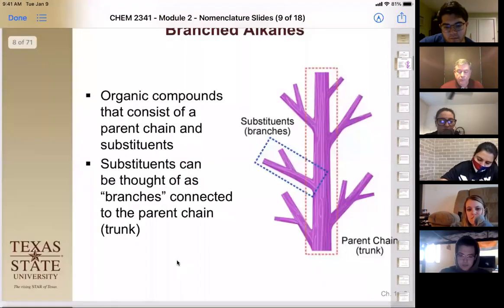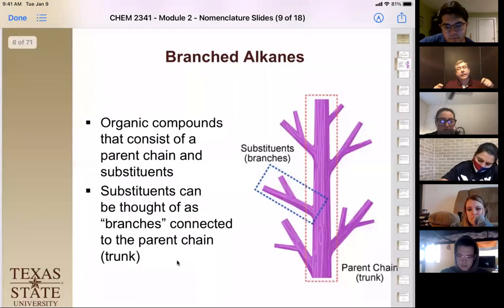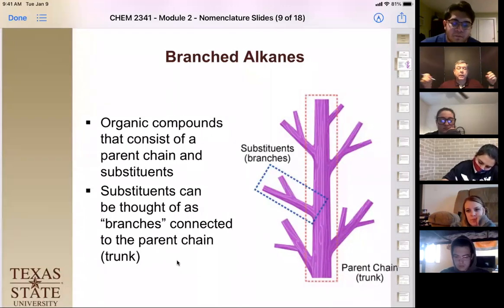All right. So why did I say the longest continuous chain? Well, if you have a long chain of carbons, it's very likely to have branches coming off of short chains of other carbons.